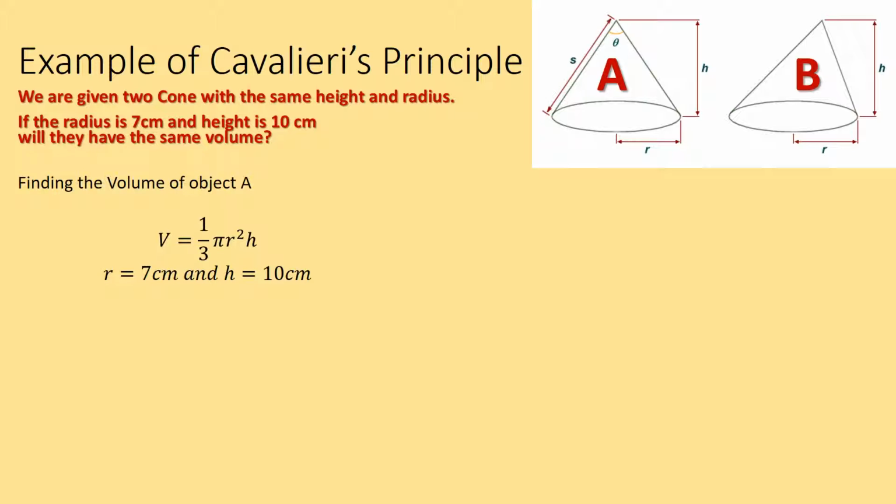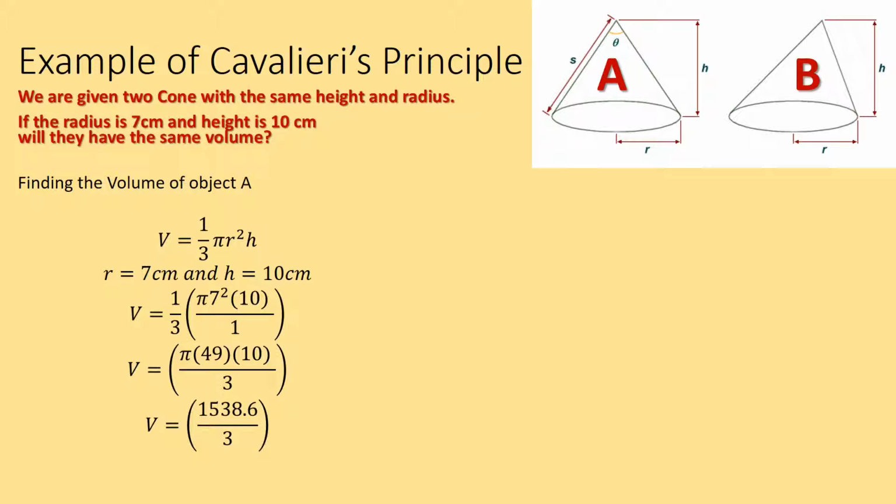Alright, we know the radius is 7 and the height is 10. Let's plug it in. I like to combine things up. I squared my 7. I've got it all over 3. Plug it into your calculator. I did the top first. Now I'm going to divide by 3. Notice that we get 512.87 centimeters cubed.